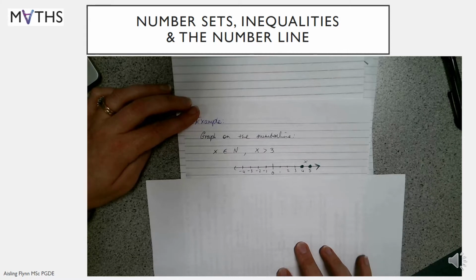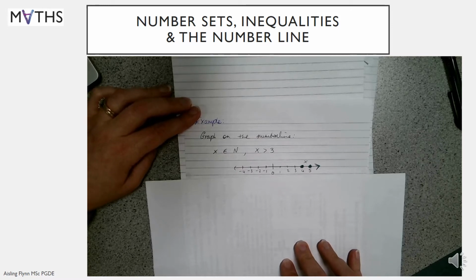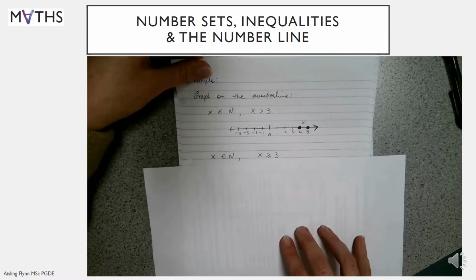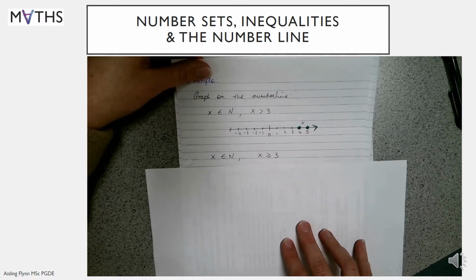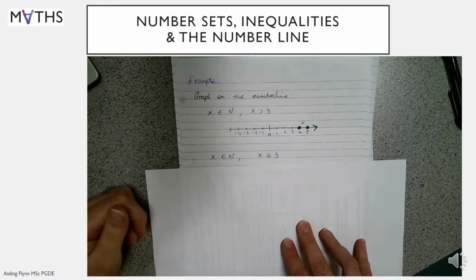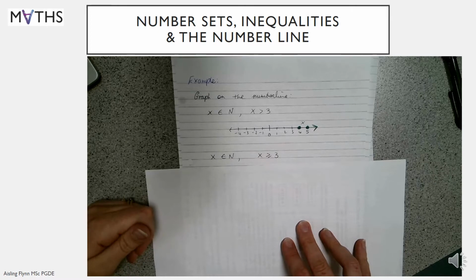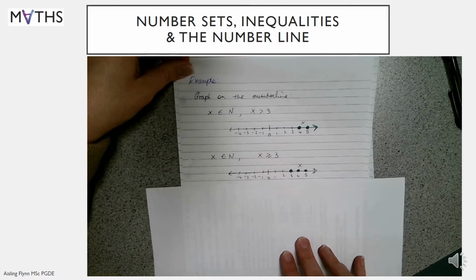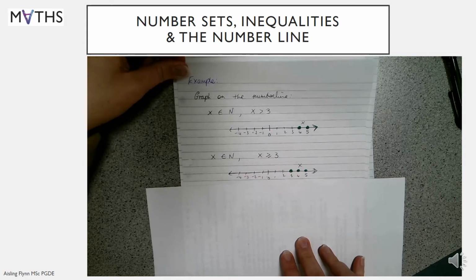And this is how you would represent that on the number line. So discrete dots on the natural numbers that are bigger than 3. So starting at 4 and going to the right. Okay. Now this one is just slightly different. Again, x is a natural number, but this time it says x is greater than or equal to 3. So how does that look different? Well, this time you can include 3 also. So 3, 4, 5 and so on in the positive direction.